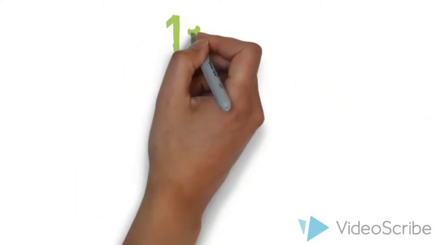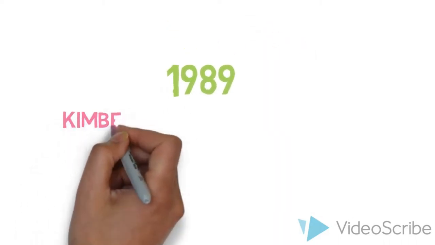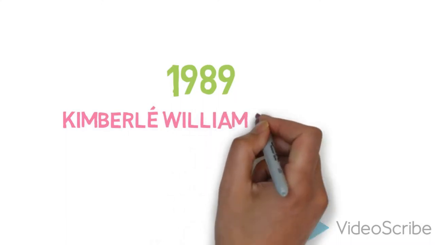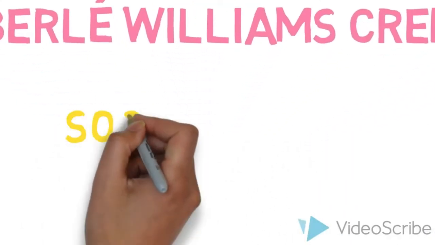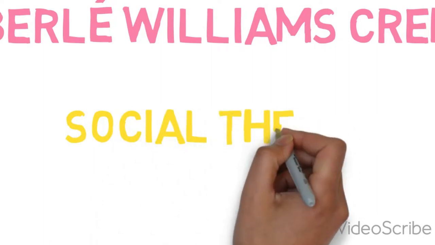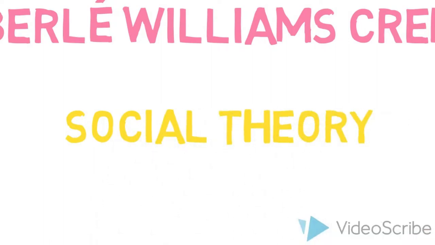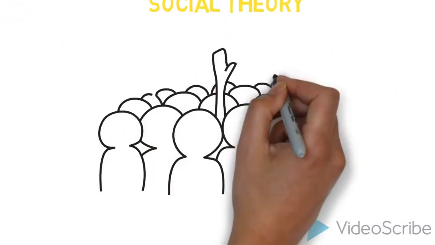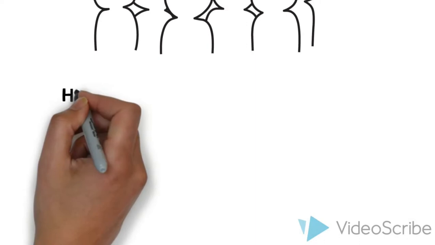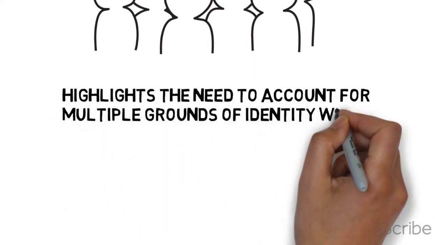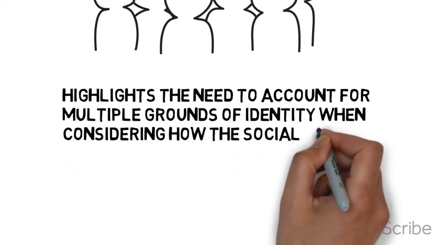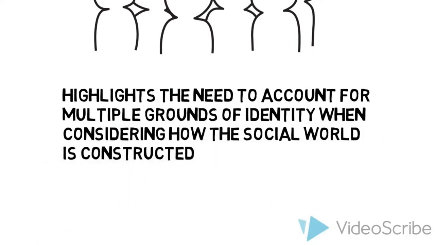Coined in 1989 by American civil rights activist and leading scholar in critical race theory, Ms. Kimberly Williams Crenshaw. In its entirety, it is a social theory, meaning it has to deal with you, people around you, and you as a whole society. It highlights the need to account for multiple grounds of identity when considering how the social world is constructed.